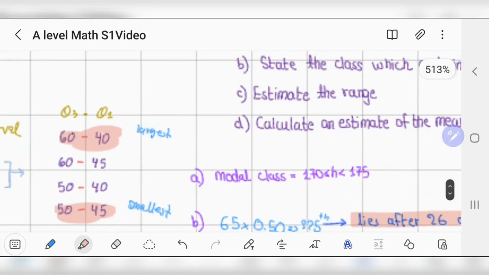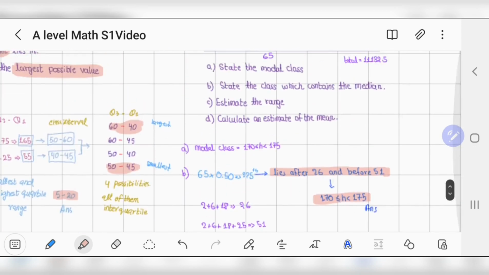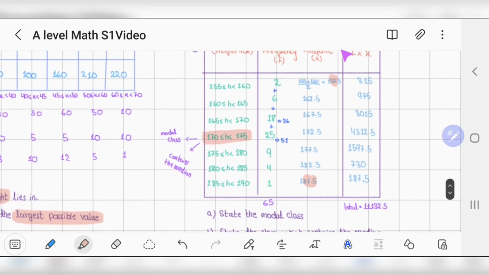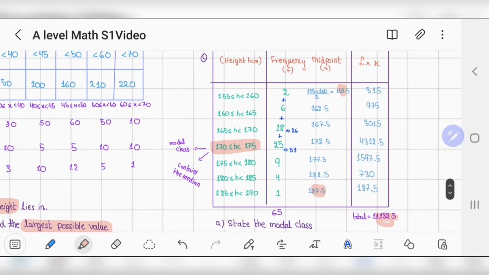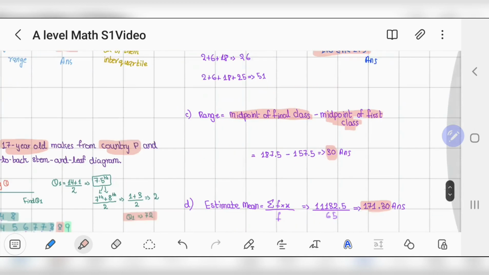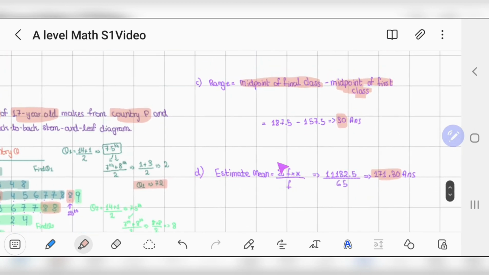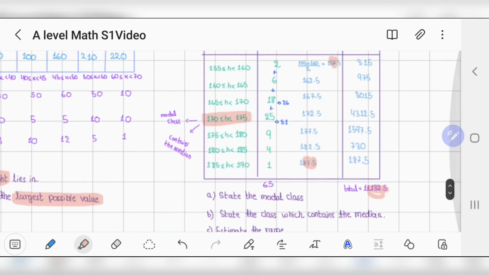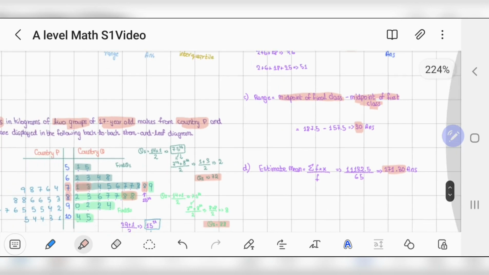Then it says calculate an estimate of the mean. So we all know how we do it, right? We can just get the total of this and divide it by the total frequency, which means 1 2 3 4 5 6 7. So divide this by the frequency and you will get the mean.